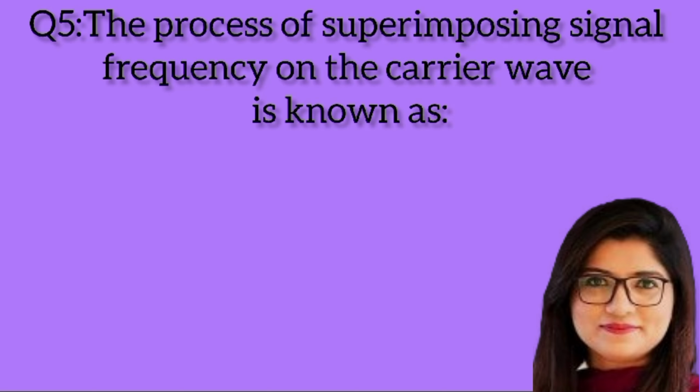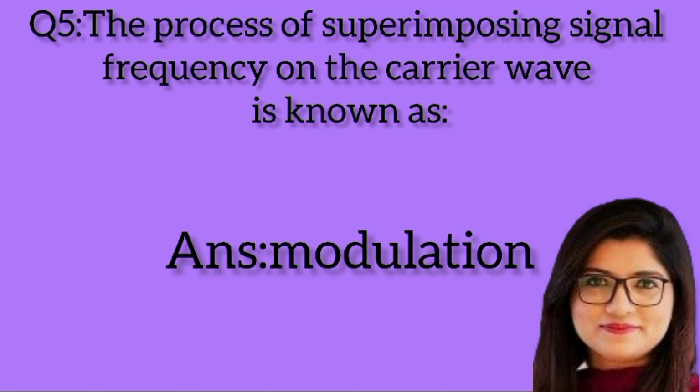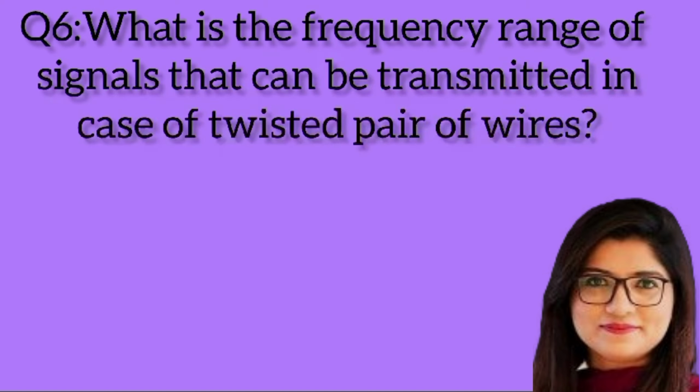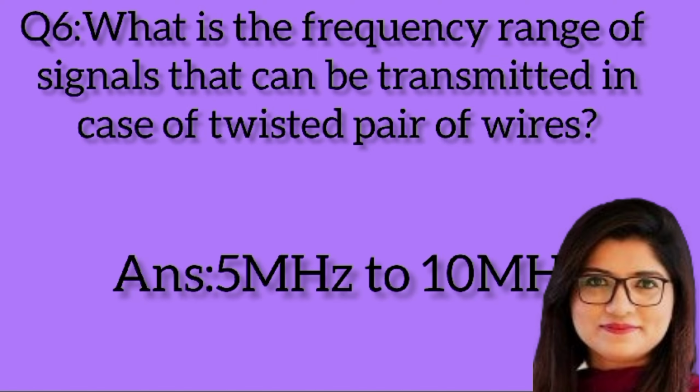Question 5. The process of superimposing signal frequency on the carrier wave is known as? Answer: modulation. Question 6. What is the frequency range of signals that can be transmitted in the case of a twisted pair of wires? Answer: 5 MHz to 10 MHz.